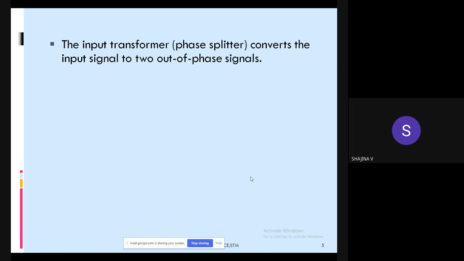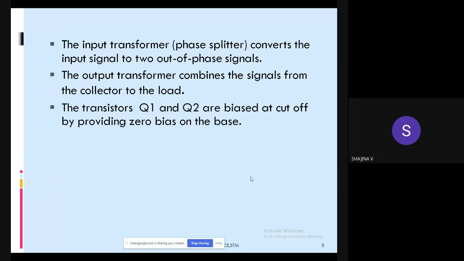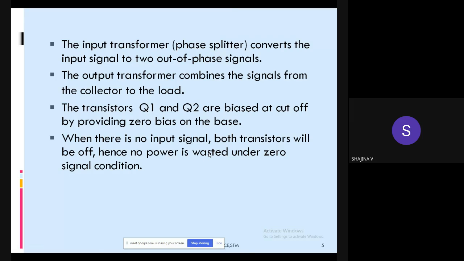The input transformer or phase splitter converts the input signal to 2 out of phase signals. Both are identical signals, but there will be a phase shift of 180 degrees. And the output transformer combines the signal from the collector to the load. Okay. The transistors Q1 and Q2 are biased at cutoff by providing zero bias on the base. Okay. Zero bias on the base is provided by short circuiting the emitter and base, right?